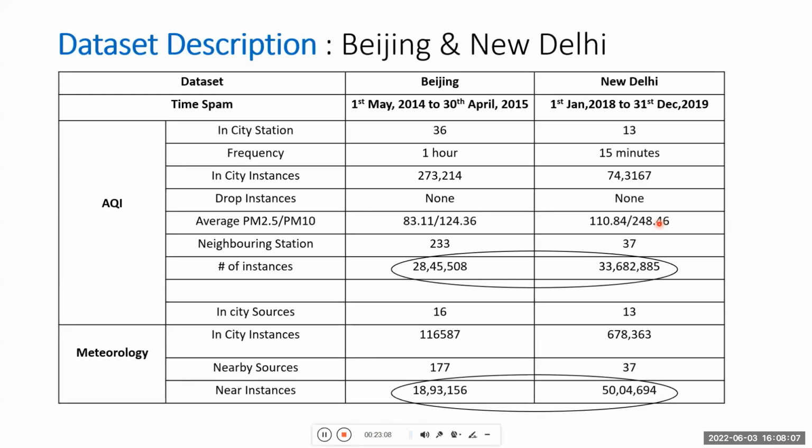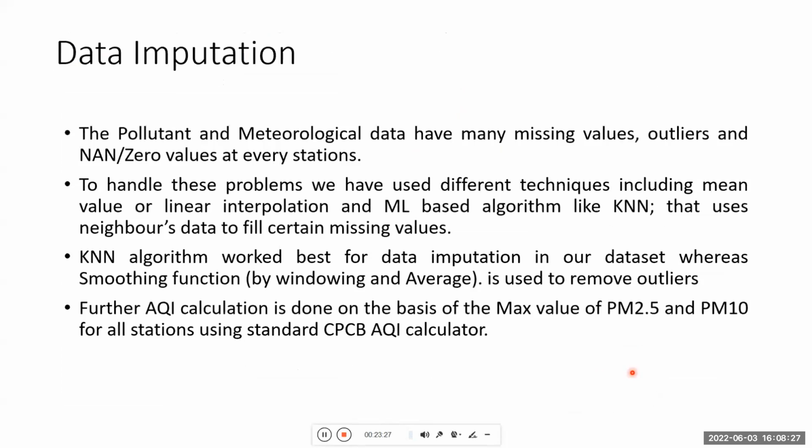To validate our own model, we have chosen another data set from Beijing, which is freely available on the Google network under the KDD challenge of 2015 to 2018. And we have taken the meteorological parameters. The major meteorological parameters were wind speed, wind direction, temperature, pressure, and humidity.